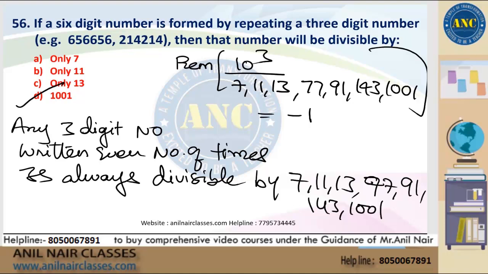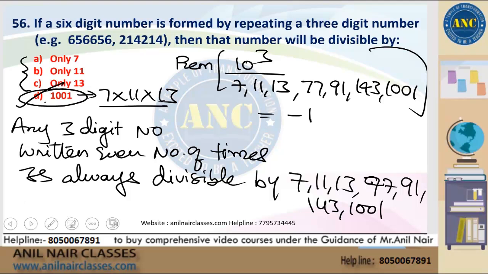So the answer is 1001. Why? Looking at the question itself, you can say 1001 is 7 into 11 into 13. If this is right, all the three will also be right. Any 3-digit number written even number of times is always divisible by 7, 11, 13 and its multiples. 56.